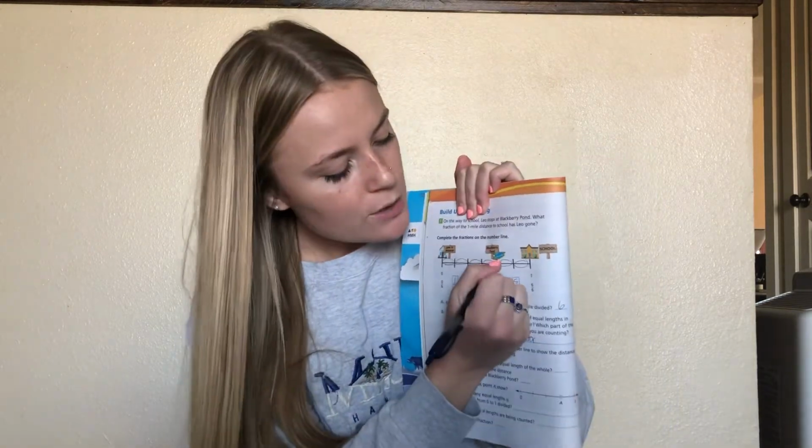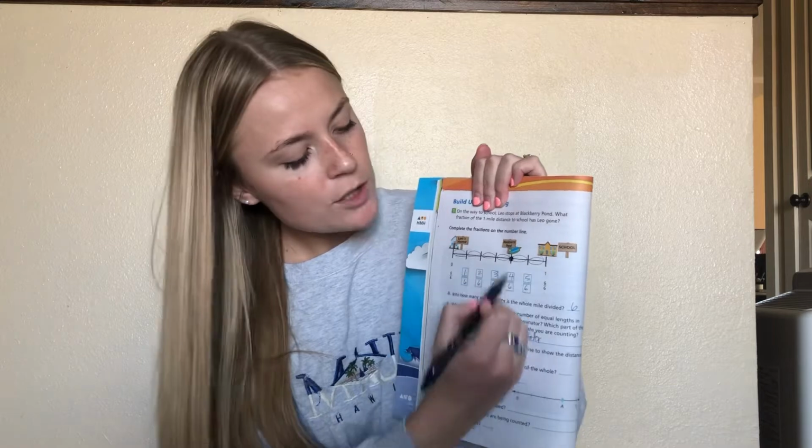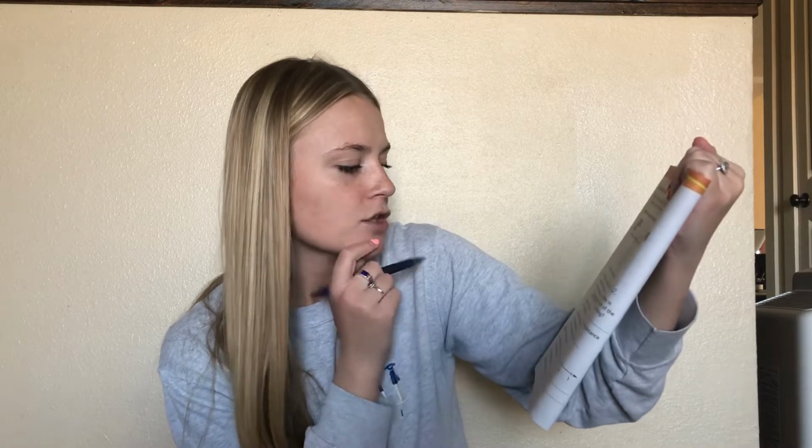So Blackberry Pond is right here. So which fraction is that? 4/6. So what fraction represents 1 equal length of the whole? That would be 1/6. So what it's asking is, how do I write 1 part of the entire whole? That's our unit fraction. Remember that from the first lesson?